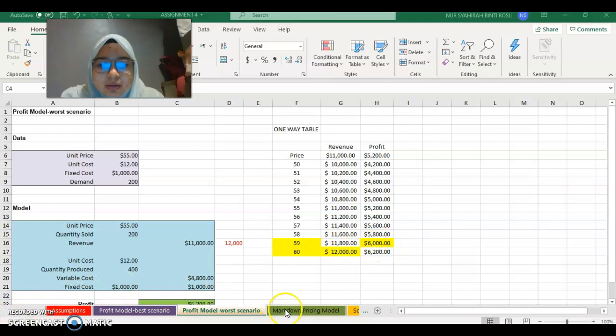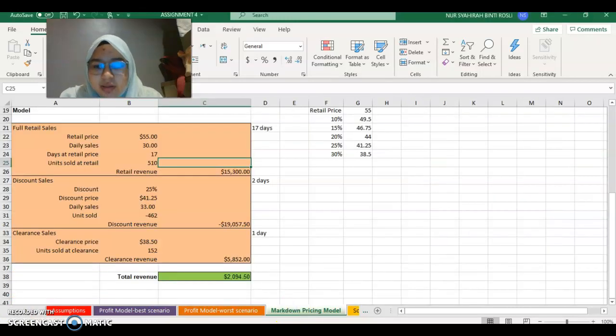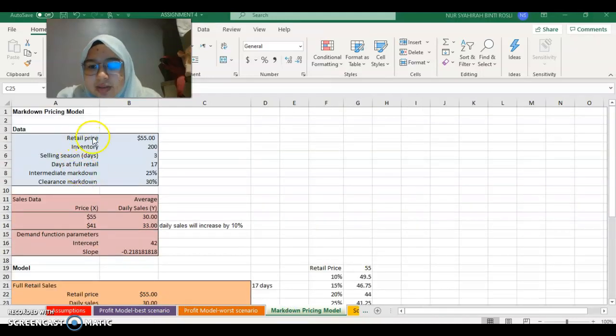Next is the markdown pricing model. For the markdown pricing model, the data is the greater price at 55 ringgit. Inventory is from the assumption. We assume that it's 2,200, and the selling season is 3 days. The days at full retail is 70 days. Intermediate markdown is 25%, and the clearance markdown is 30%.